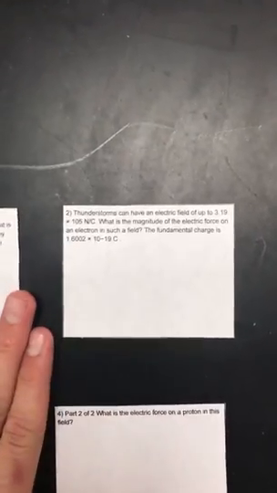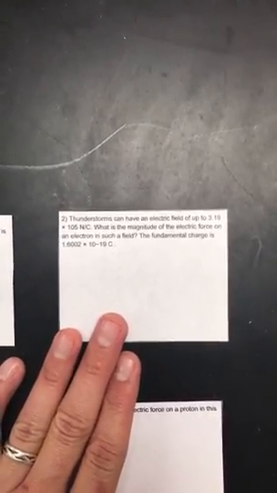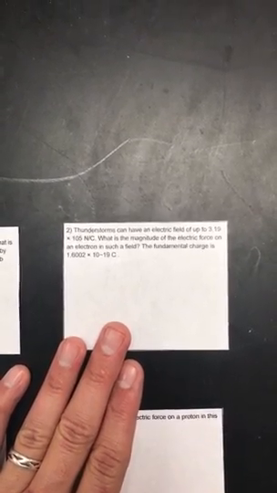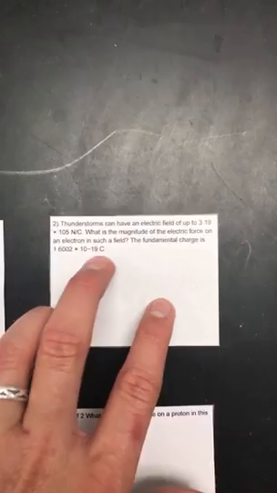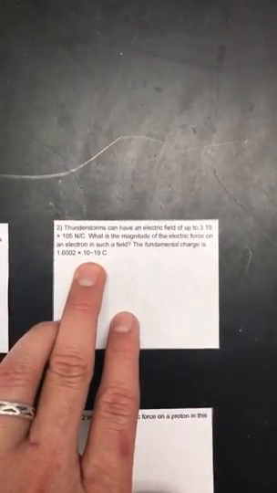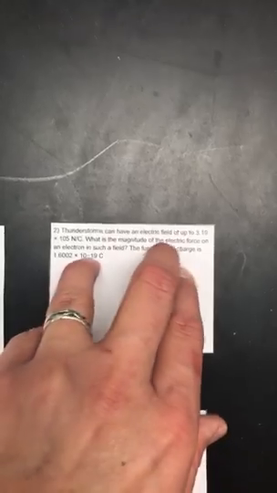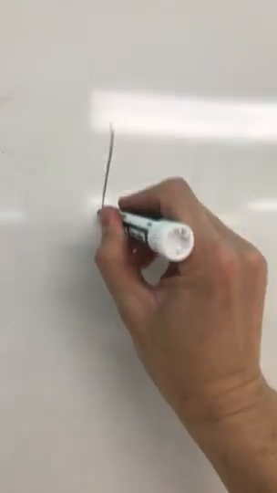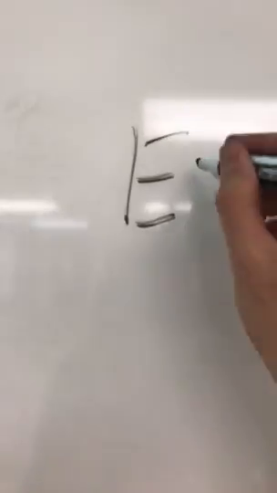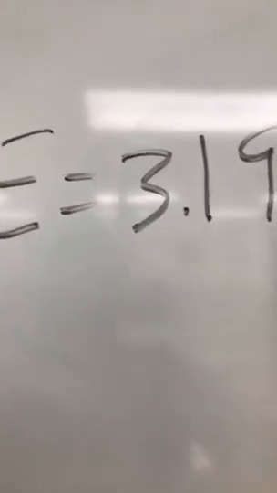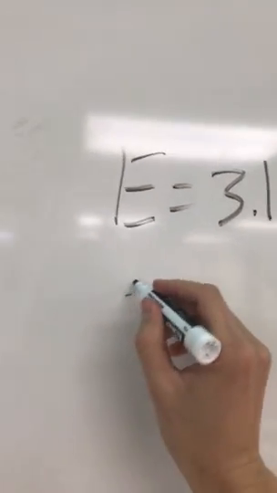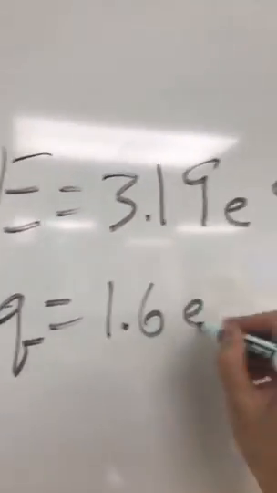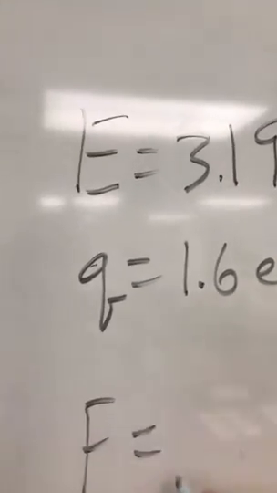And it does not like me going into that. The next one asks you about a thunderstorm that has an electric field of up to 3.19 times 10 to the 5th newtons per coulomb. What's the magnitude of the electric force if the fundamental charge is this? So we basically have E now. So if we come here, we have E, and it said that E was 3.19 E to the 5th, and we know that Q is 1.6 E negative 19. We want to know what F is.